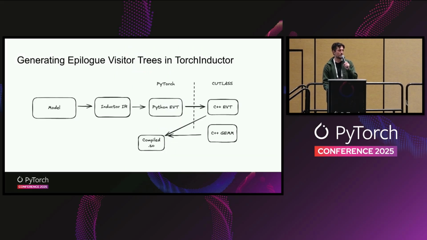Overall, here's the whole system of the phases I've described so far. You have the model, which torch.compile will then generate the Inductor IR from. From the Inductor IR, we go to the Python EVT. Then from there, we trace that Python EVT into the C++ EVT. And then we splice that code together with what the system Henry described, the regular C++ GEMM, and we generate the compiled SO from both of those C++ snippets.